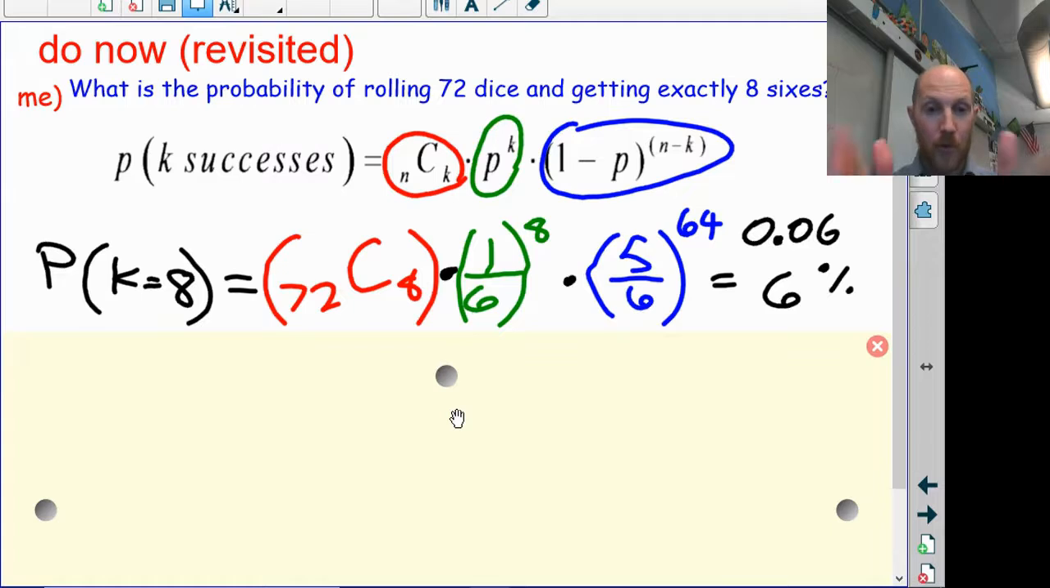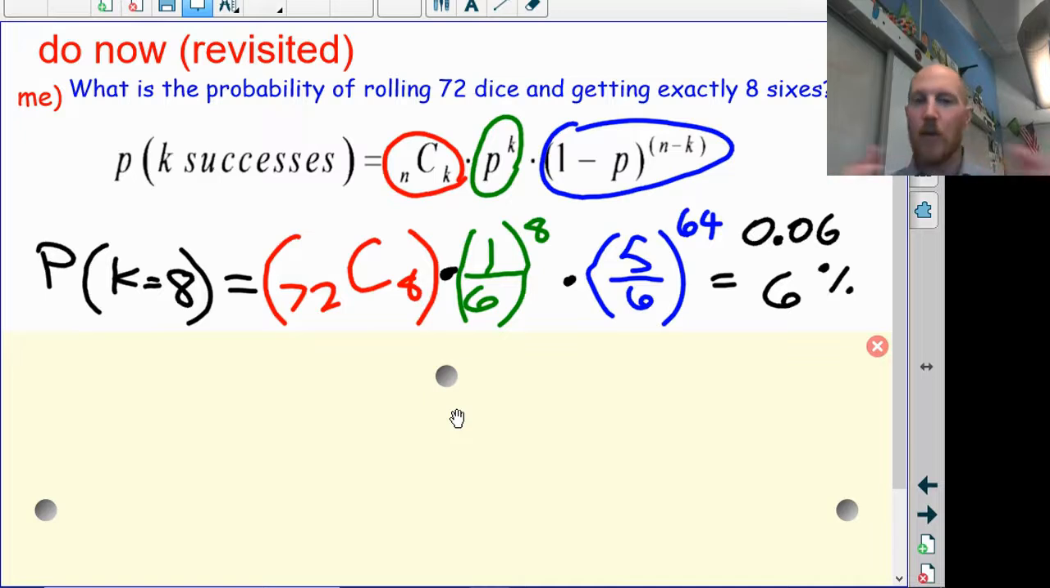Okay, so the equation in red, 72C8. There's 72 trials. 8 of them are successes. So that is going to tell me how many different combinations exist where out of the 72 dice rolls, I got 8 wins. Okay, in green, 1/6 to the power of 8.